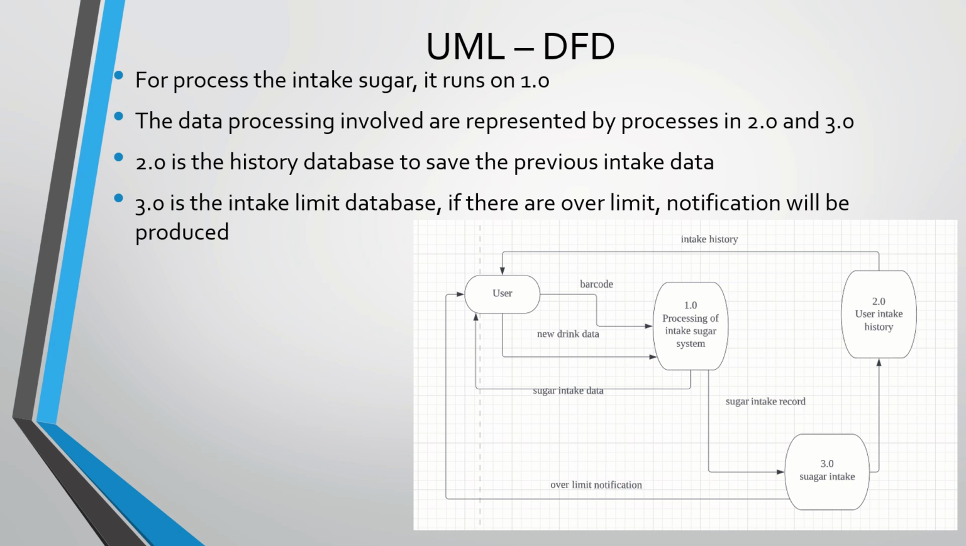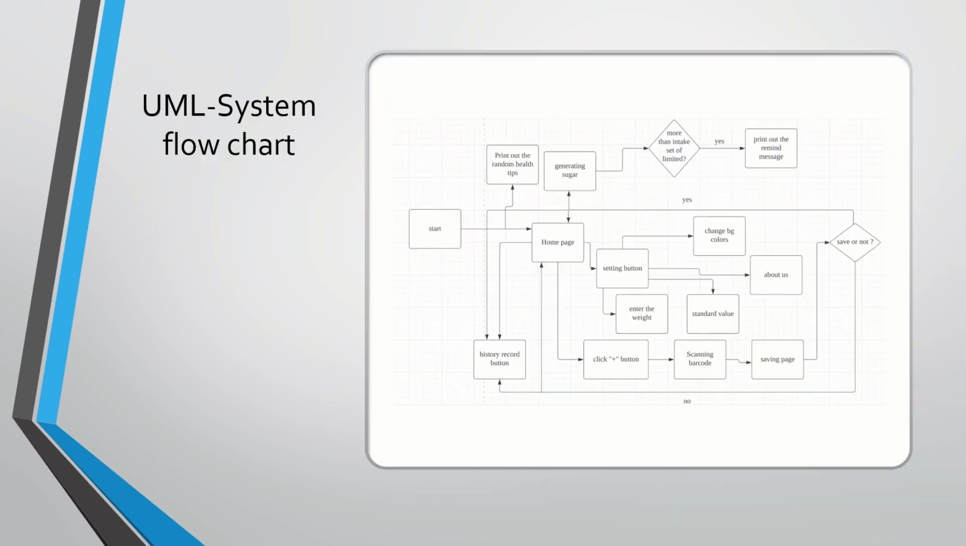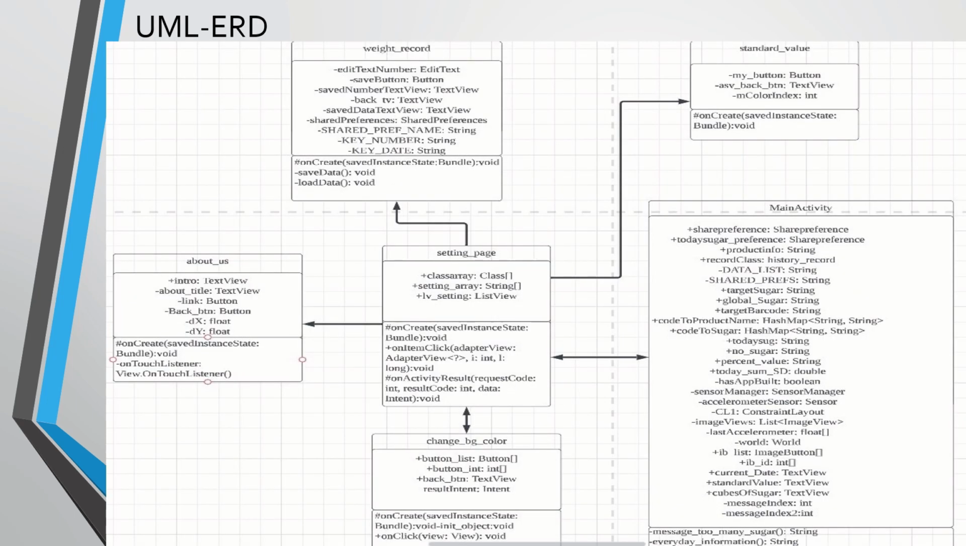For this page, we have the DFD, which lets the end user know how the app works. We also have the flow chart of the app, which is really useful for anyone who approaches our app and doesn't know how to use it. We also have the ERD representing the relationships between the Java classes and the Java files.